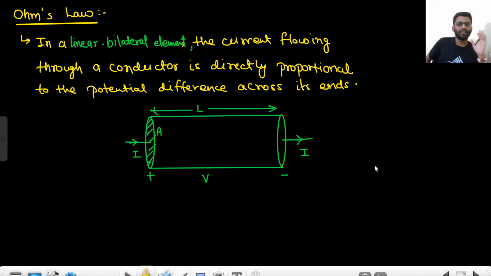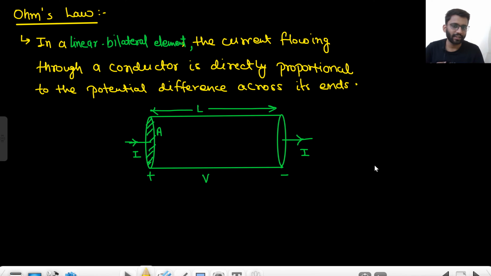Ohm's law, basically you have studied it in 10th, 11th, 12th classes. So what is Ohm's law? The main point is that it is applicable in a linear bilateral element only. The element has to be linear, and it has to be bilateral. The current should be allowed in both directions.